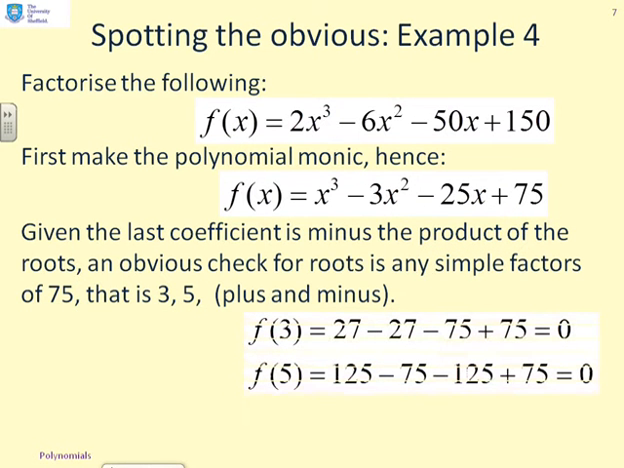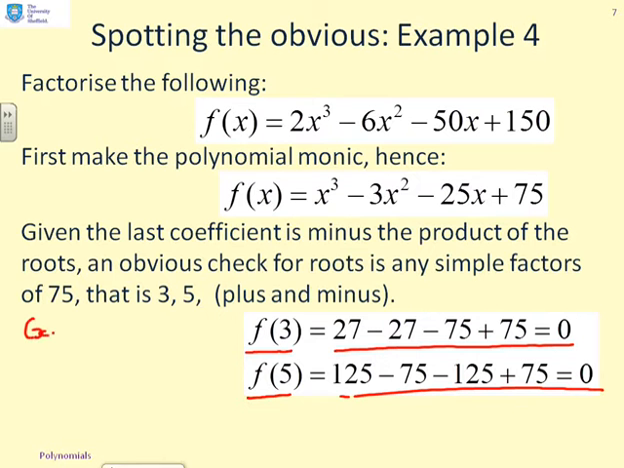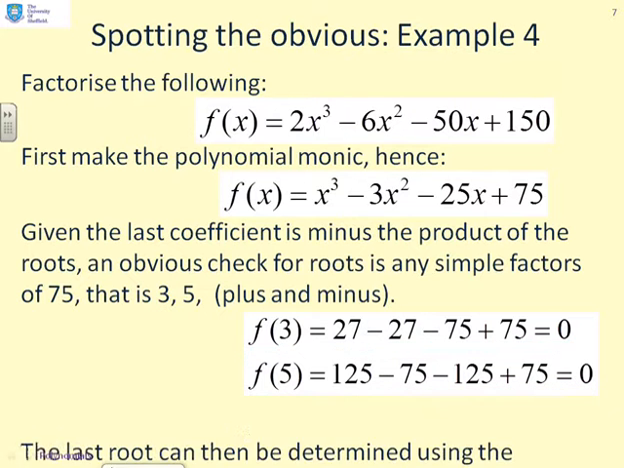So here we go. I substitute in 3, evaluate f at 3, and what do you know? I get 0. I substitute in x is 5, and what do you know? I get 0. So what I've determined very quickly is that I've got an x minus 3 and an x minus 5. Okay? Two factors by inspection.